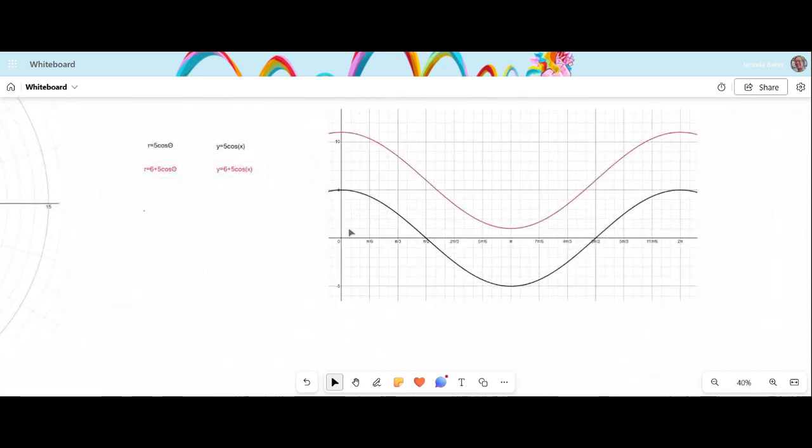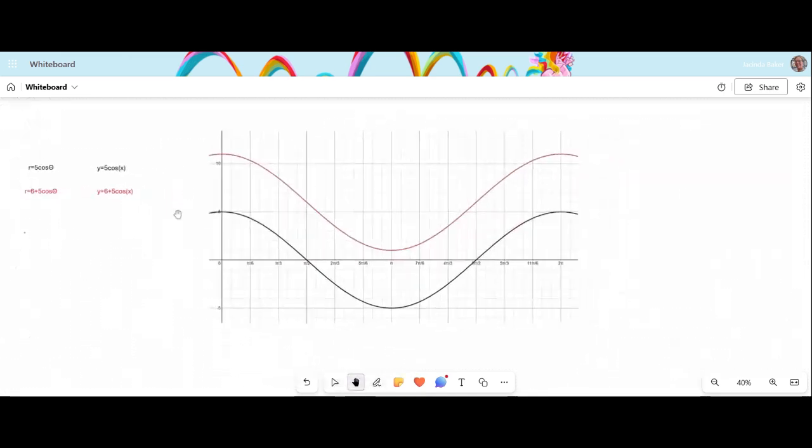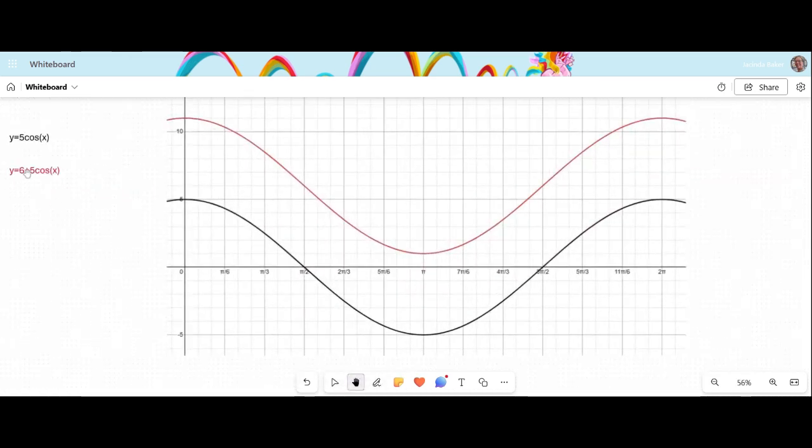The next one I want to look at is y equals 6 plus 5 cosine x. So that much, the 6, moves it up above the x-axis at all times, so it stays positive. So looking at our key points here, at 0, it is up here at 11, and at pi, it's at 1, and then at 2 pi, it is up here again at 11. And so it never goes negative.